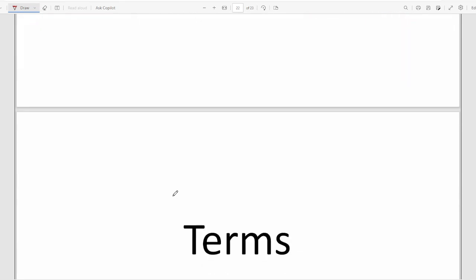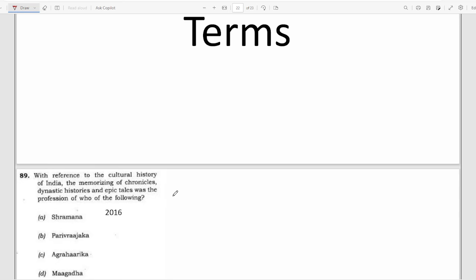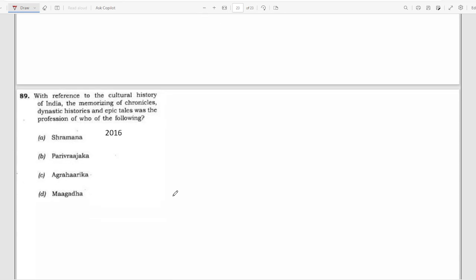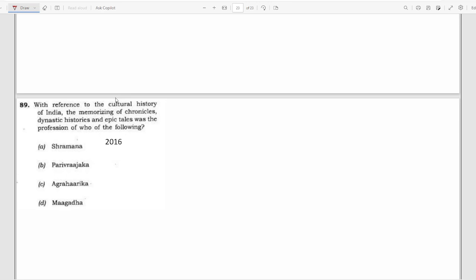Moving to the next section, that is terms. I had already discussed the terms that they have asked. Again here in 2016, let's see the question stem. With reference to the cultural history of India, again cultural history is asked. There was religious history, history of philosophical thoughts. In this case, cultural history of India has been asked. Memorizing of chronicles, dynastic histories and epic tales was a profession of who of the following?